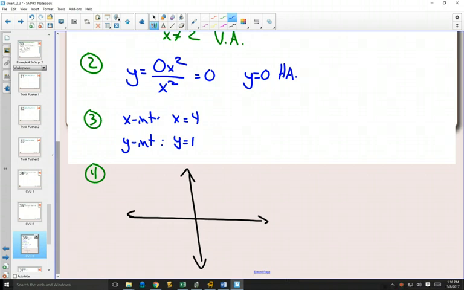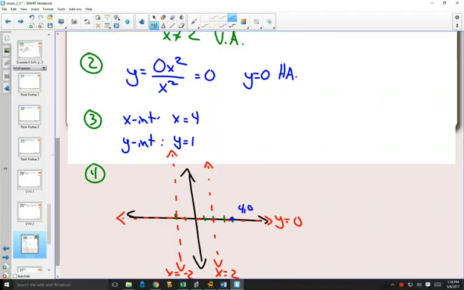Draw our asymptotes on here. So we have one asymptote at x equals 2, another asymptote at x equals -2. And we have a horizontal asymptote at y equals 0. We have an x-intercept at 4 and a y-intercept at 1.